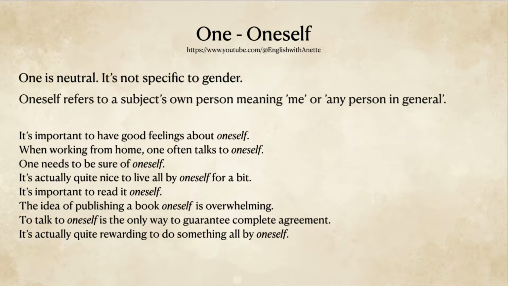About one and oneself. One is neutral, it's not specific to gender. But it's not a thing, it's a person. If you're talking about a thing, like a town for example, you would use it. Oneself refers to a subject's own person, meaning me or any person in general. I think this will be more clear once you've heard the examples.